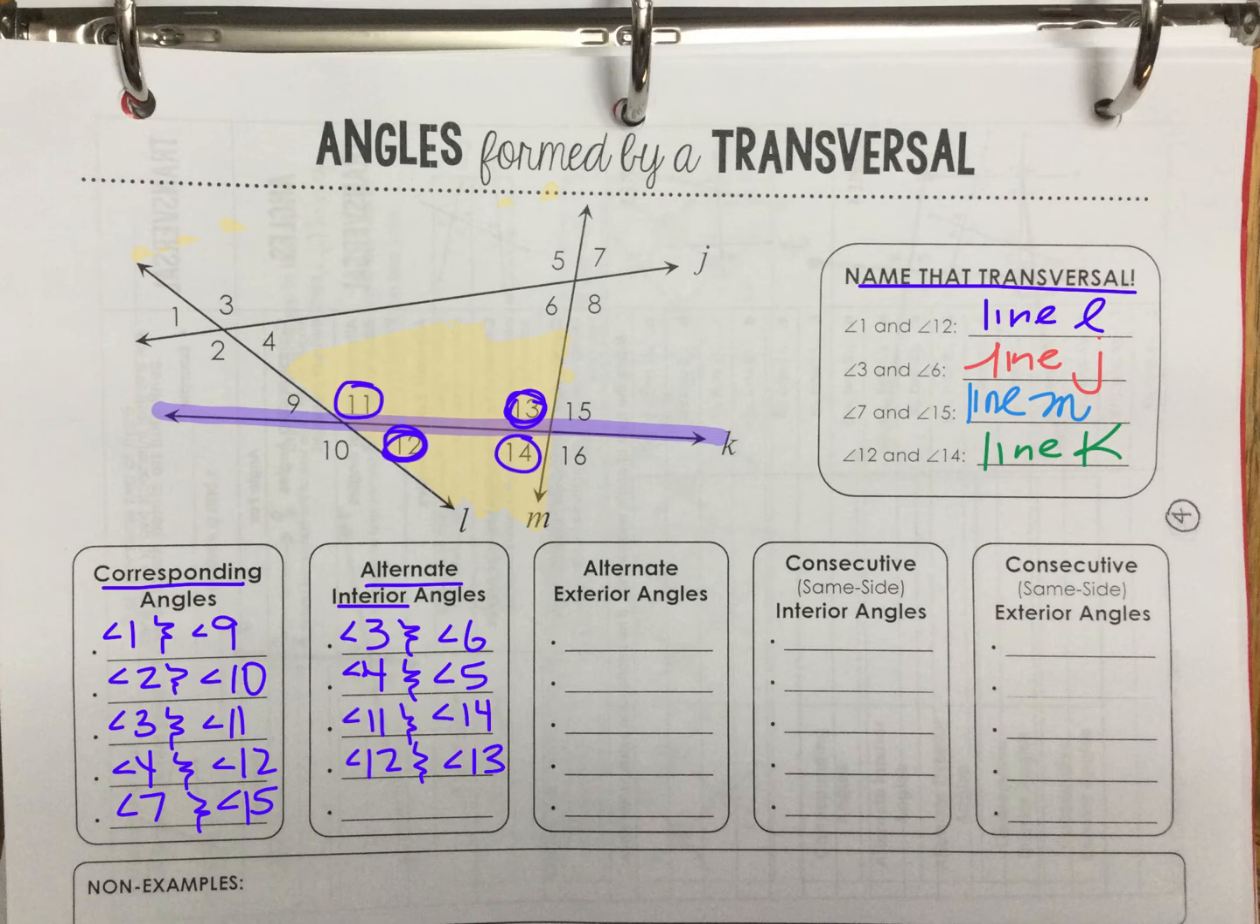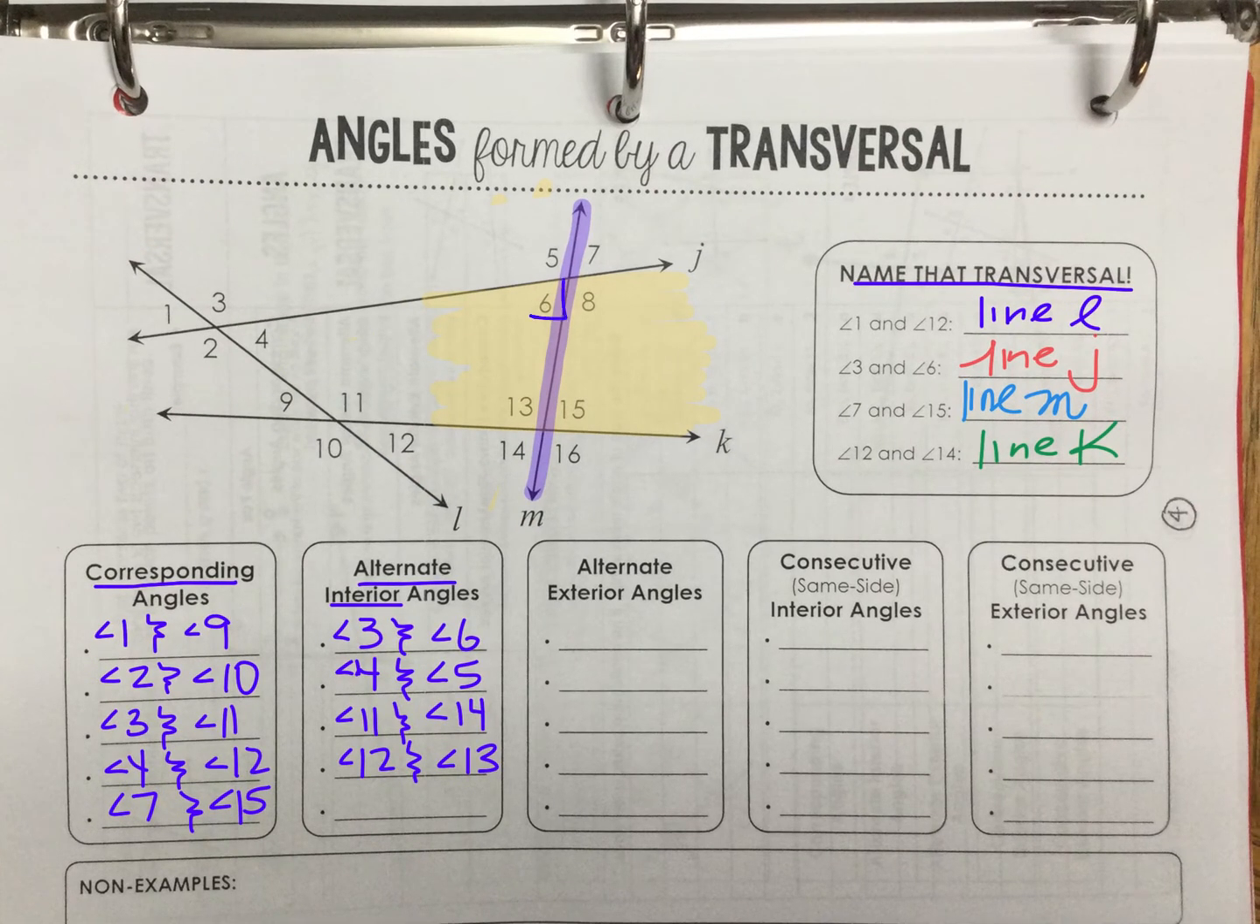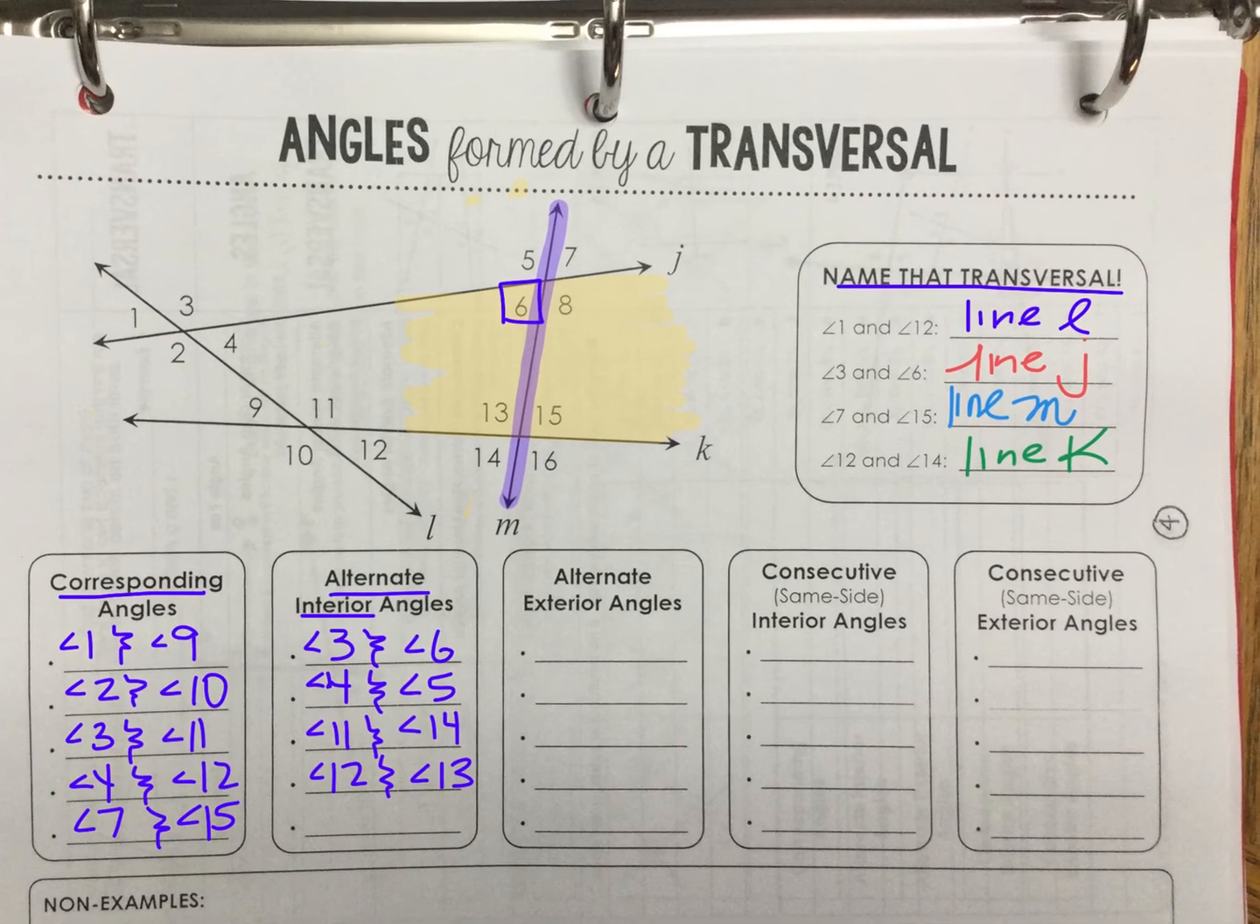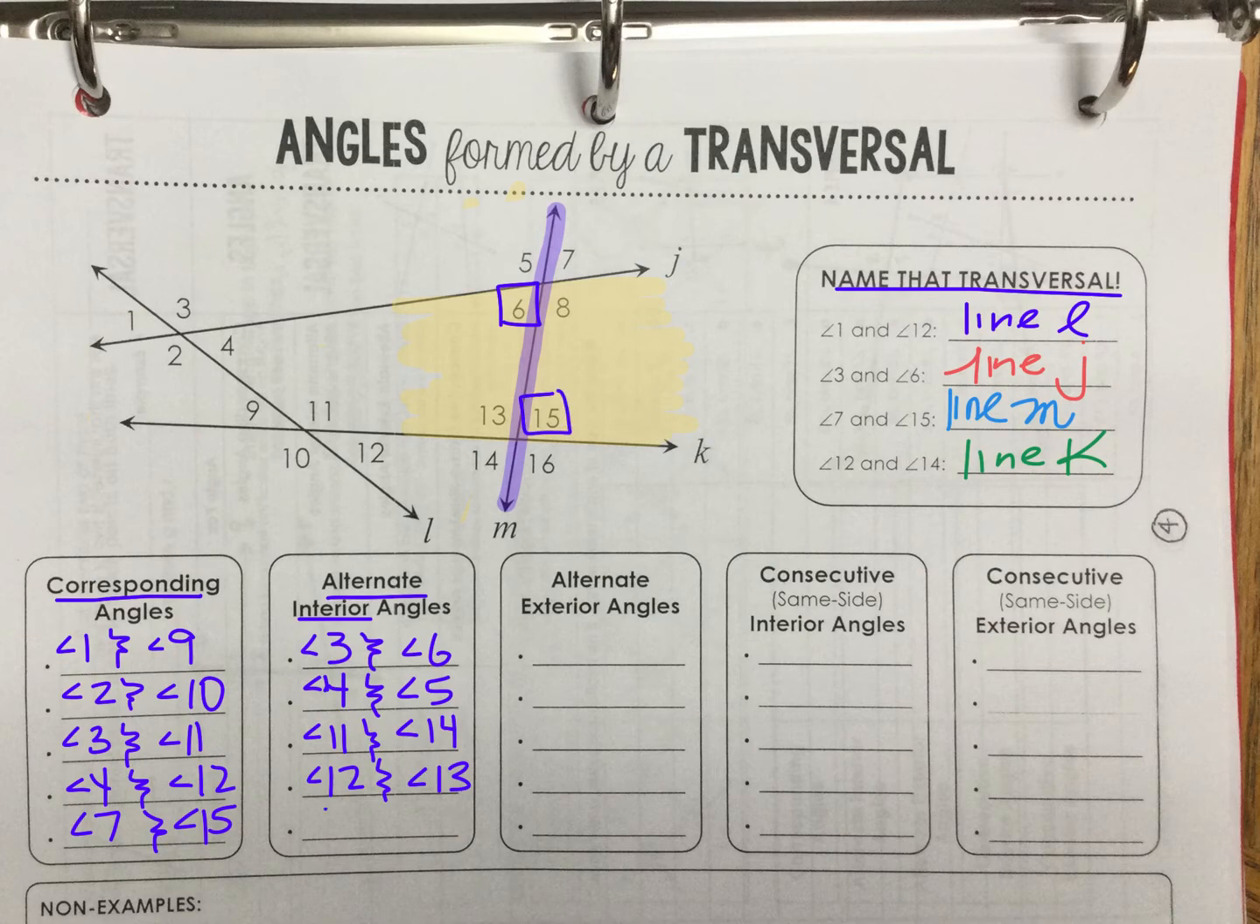Now to get one more, I'm going to totally have to change it all up. So now I have a different interior, and I want to look at 6 right here. 6, same side inside, would be 15. Angle 6 and angle 15. Now we're going to look at alternate exterior.